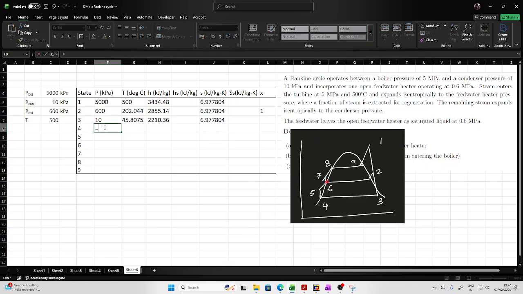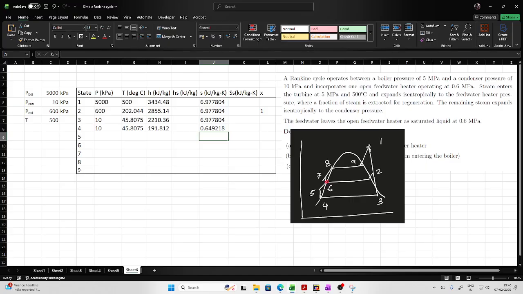Point number 4 is again based on condenser pressure only, and the temperature will be nothing but the saturation temperature corresponding to water, corresponding to this condenser pressure for water. And now comes enthalpy, so it is saturated liquid enthalpy based on pressure. So that's it. Then comes entropy, so it is entropy based on saturated liquid for pressure. So that's it. So now we have everything. Now comes point number 5.